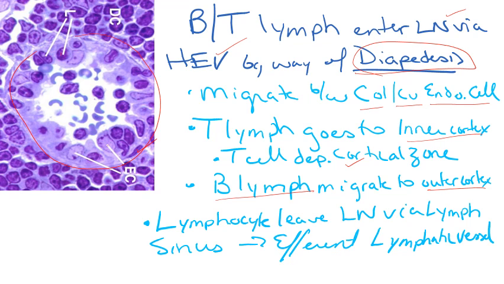Lymphocyte leaves the lymph node via the lymph sinus. Okay, an efferent lymphatic vessel. All right, so remember we said that 10% go via our lymph. What's the other one? 90% go via our high endothelial venule.